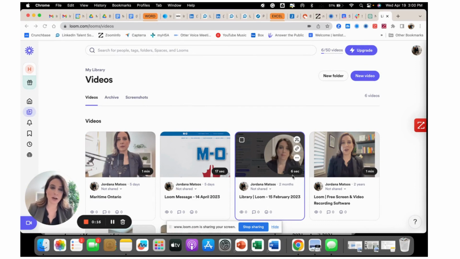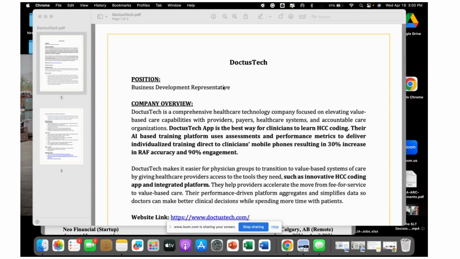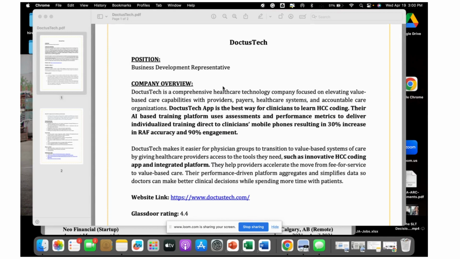So I'm going to do a live call with a candidate for a role that we have, but just to show you the screens that I will have up for this candidate: number one, I've got the information on my client. My client is Doctus Tech and they're looking for a BDR. I send this information to the candidate as well.